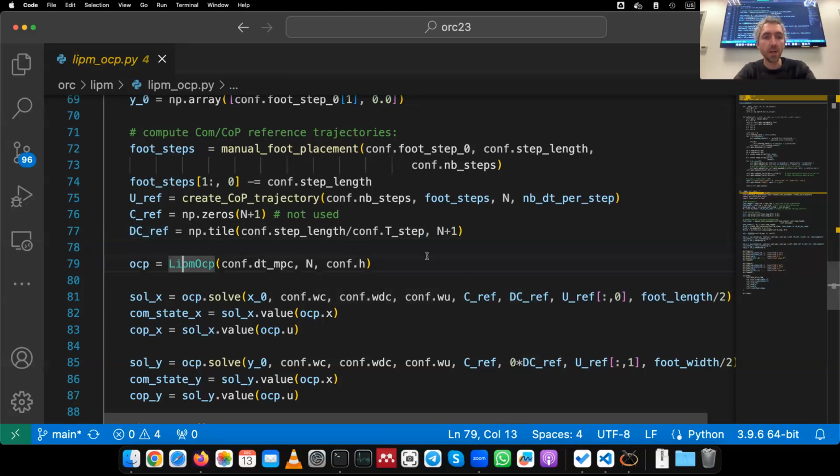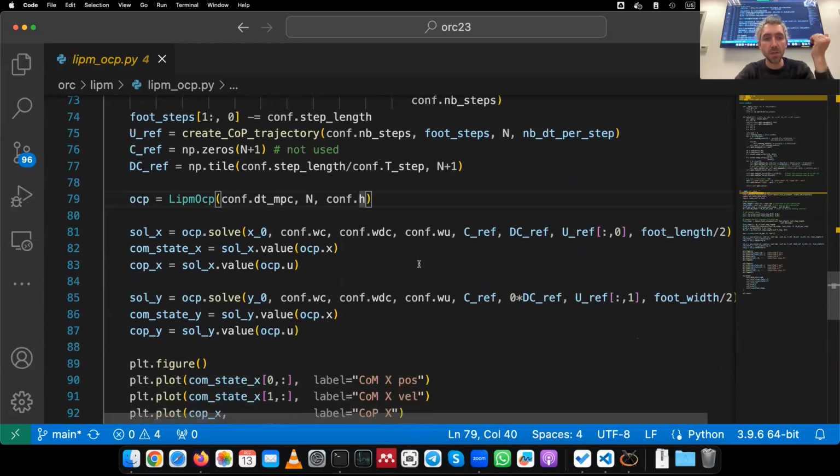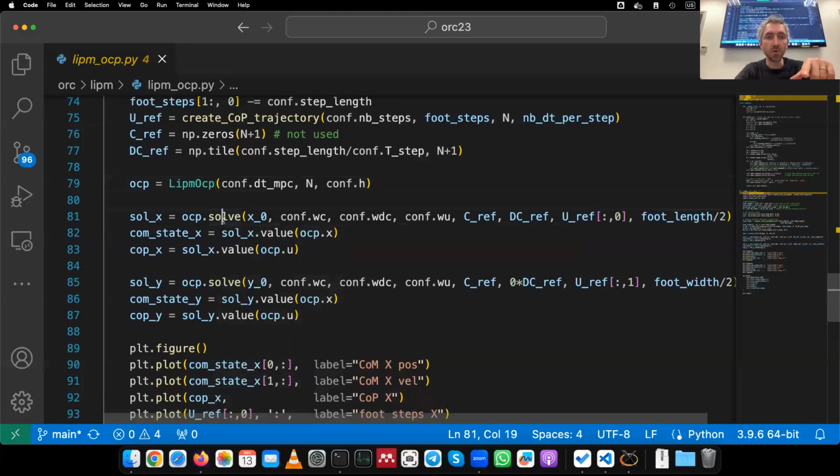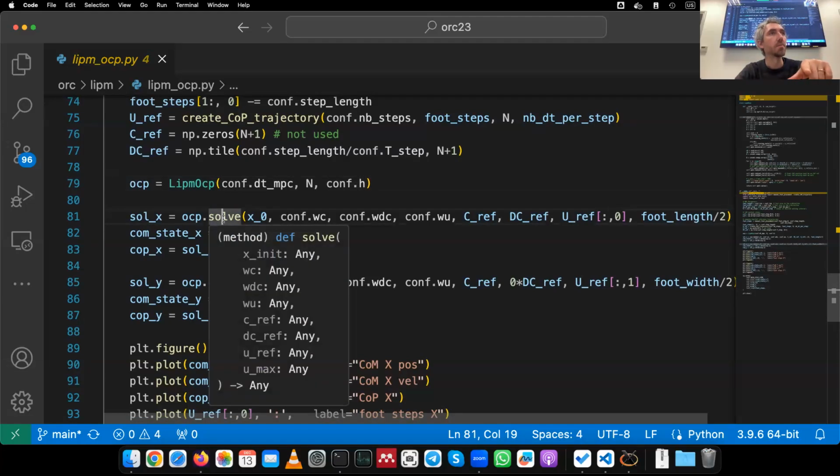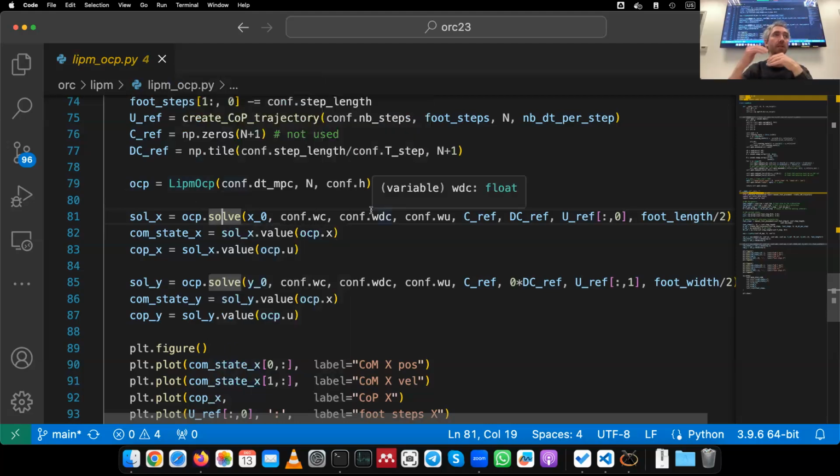And then we create an object of this class LIPM OCP, to which we give some hyperparameters, such as the time step duration, the number of time steps, and the height of the center of mass, which is defined in the configuration file. And then we call this solve method twice, one for computing the reference in the X direction, and one for computing the reference in the Y direction.